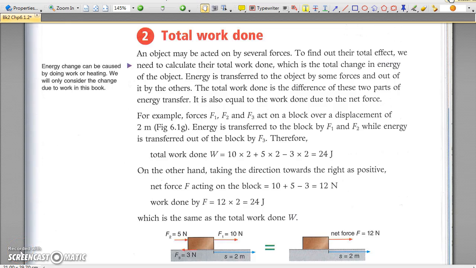2. Total work done. When there is more than one force acting on a mass, the total work done equals the work done by the net force.